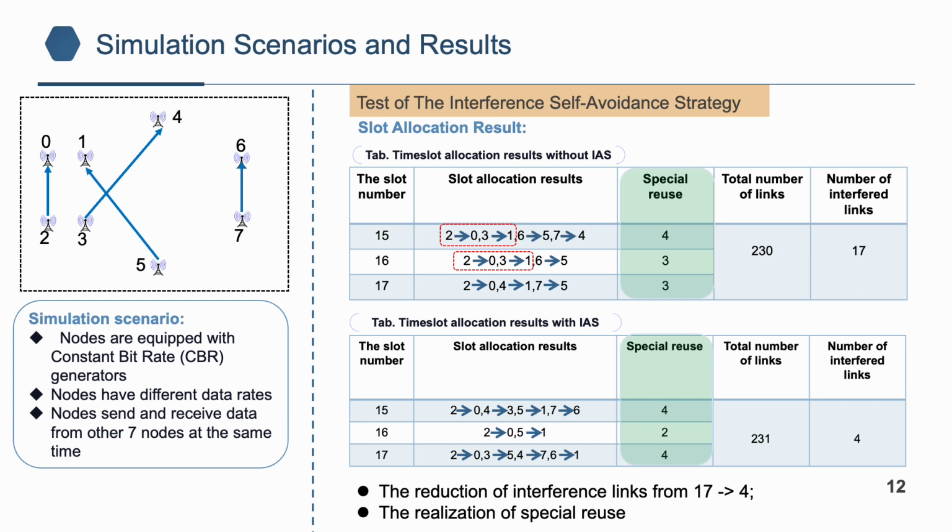The final two columns in the tables indicate that before activating the strategy, the network allowed 230 communication links, of which 17 instances suffered interference. However, with the interference avoidance strategy, the network supported a total of 230 communication links, with only 4 links interfering within the network. This represents a decrease of 13 occurrences after activating the interference avoidance strategy.